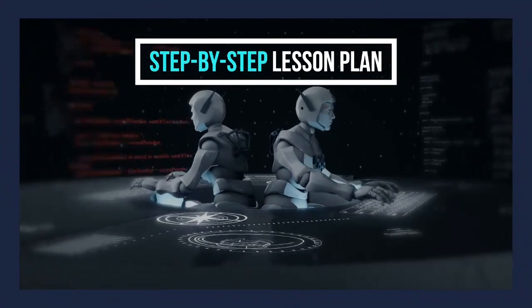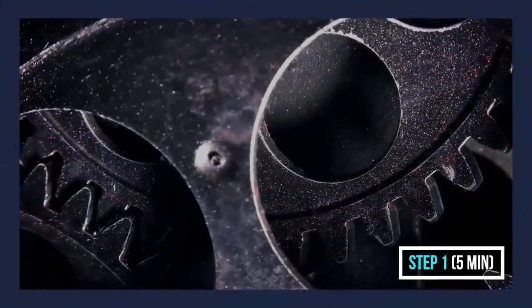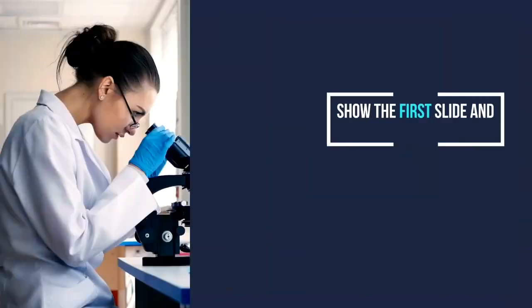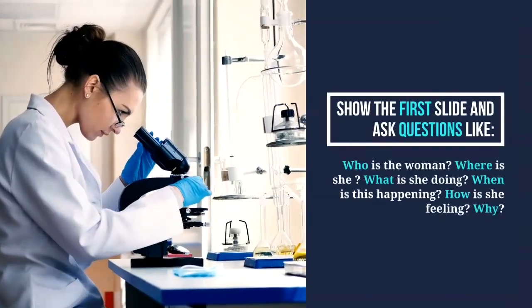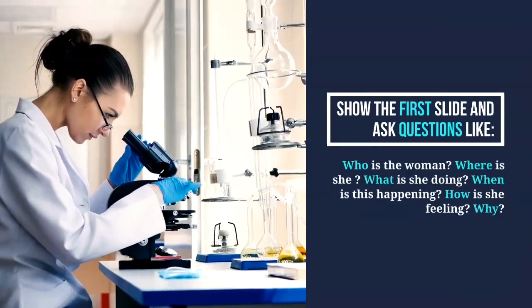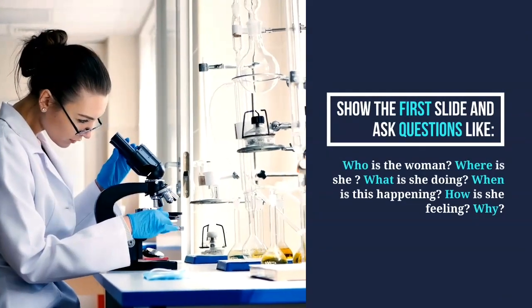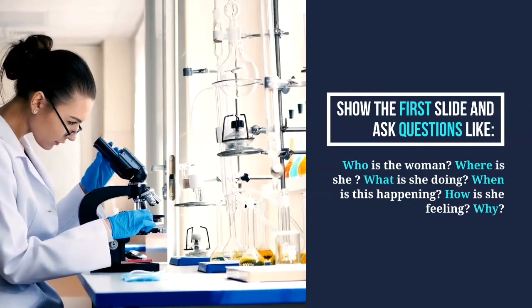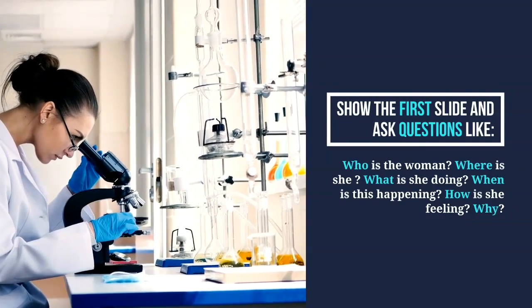Step-by-step lesson plan. Step 1, 5 minutes. Show the first slide and ask the questions. Who is the woman? Where is she? What is she doing? When is this happening? How is she feeling? Why?